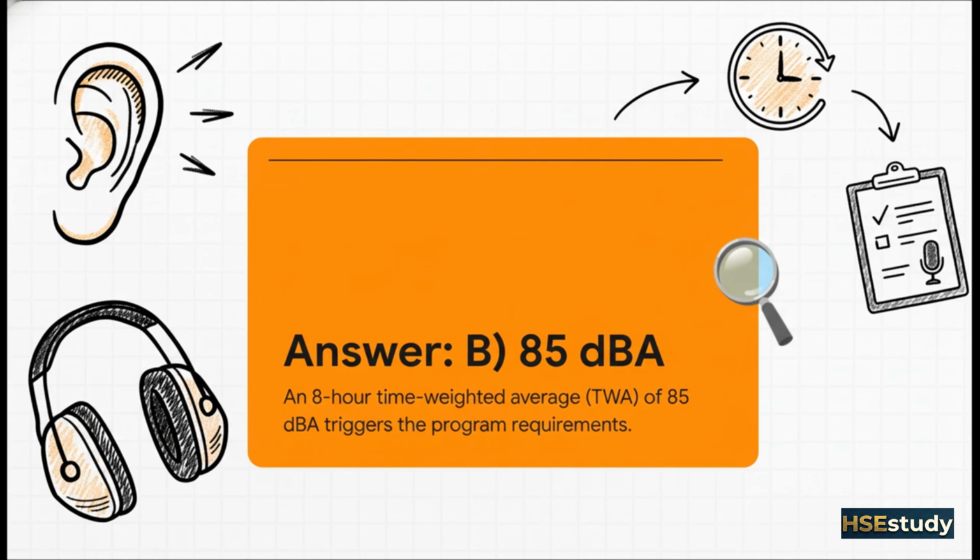According to 29 CFR 1910.95, once that 8-hour time-weighted average hits 85 decibels, it triggers the action level. That means the employer has to start a program that includes noise monitoring, employee training, and providing hearing protection.